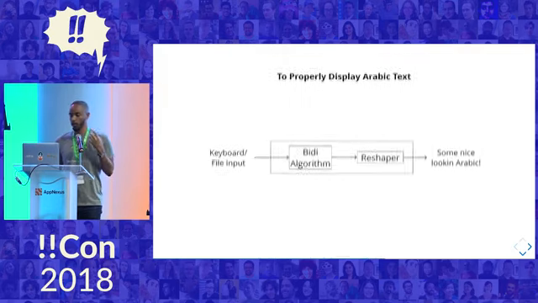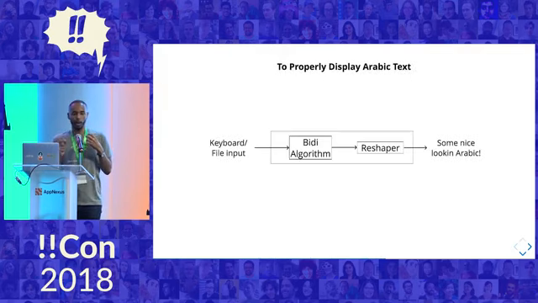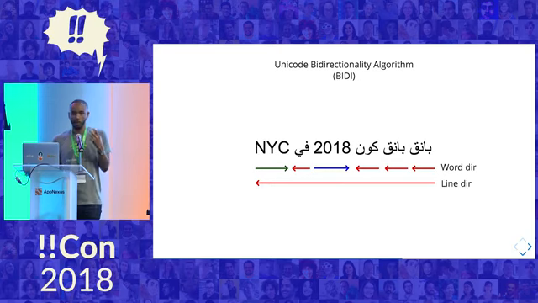So when a user types Arabic, or when you encounter Arabic text in a file, you have to run it through an algorithm known as the BiDi algorithm, which is the Unicode bidirectionality algorithm. Then you have to reshape that text, and then you finally get nice-looking Arabic. As for how the Unicode bidirectionality algorithm works, Arabic is a right-to-left language, so the Unicode BiDi algorithm specifies a base direction or a line direction, and this bottom long red line here specifies the direction that the text will flow in when it's rendered as the user is typing it.